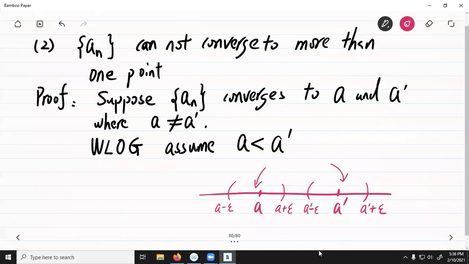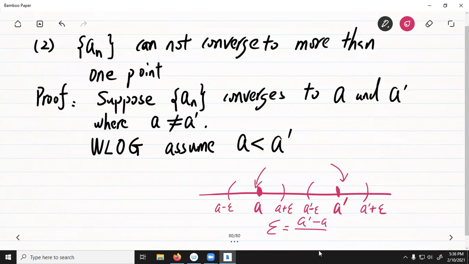But how do we write it in the math language? So what epsilon do we want to choose? The distance between these two points is A prime minus A, right? If we choose epsilon to be A prime minus A divided by what? Then these two intervals would be separated. Divided by 2, right? Half the distance.